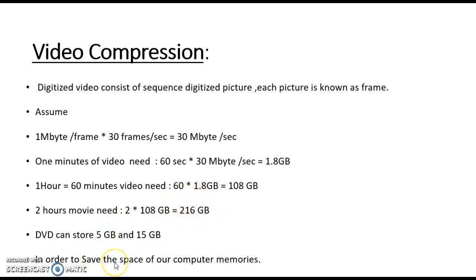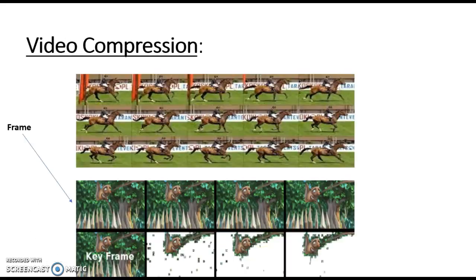In order to save this, we are using the computer memory, and in order to transmit video fast, we go for video compression. Now you can see this is an example of one video in which there is a movement in every frame. There are small changes, and when we combine them we can see it as a moving frame. This one square is called one frame.